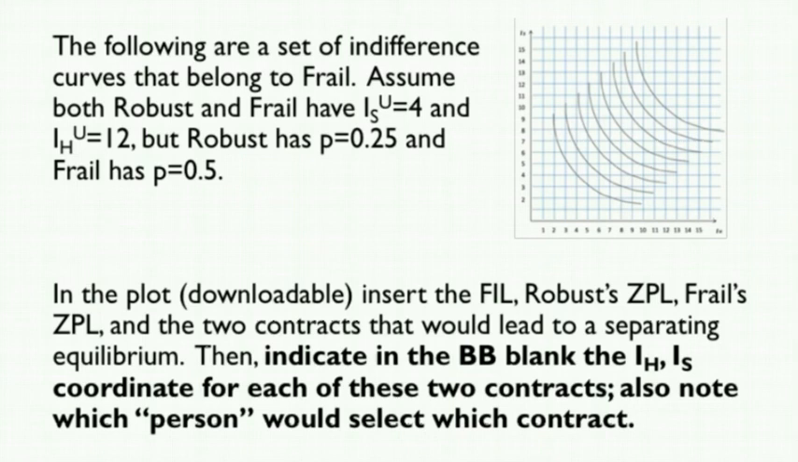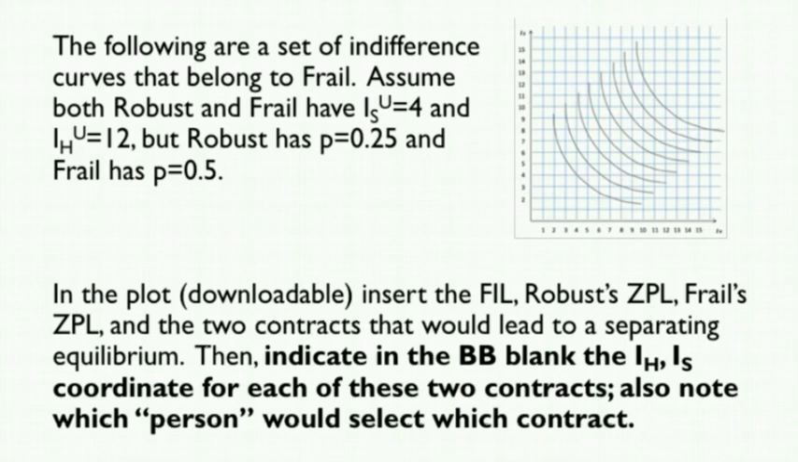Okay, helpful hint. In order to do this, you're going to need to calculate each type's expected income, and then you're going to need to position in the plot two different zero profit lines, one that belongs to robust, one that belongs to frail. Okay, then using the indifference curves that I have given you in the plot, think about where two contracts would be offered such that we would get a separating equilibrium for the parameters.